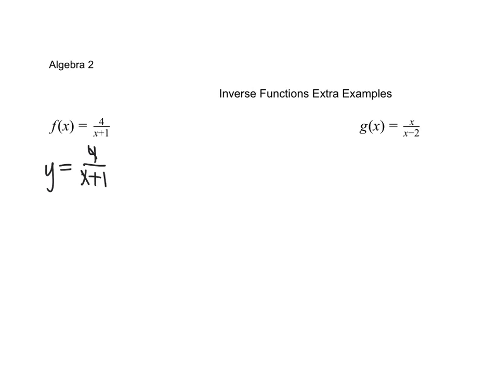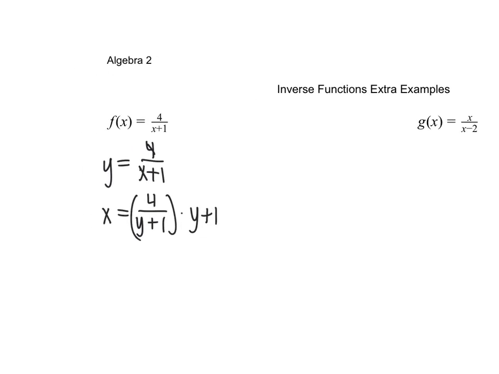And then we're still going to switch x and y. So we get x equals 4 over y plus 1. Okay. Now we want to get that variable out of the denominator. And the way we're going to do that is by multiplying both sides by y plus 1. And when I multiply that left side by y plus 1, I'm going to distribute the x into the parentheses. So we get xy plus x equals 4.